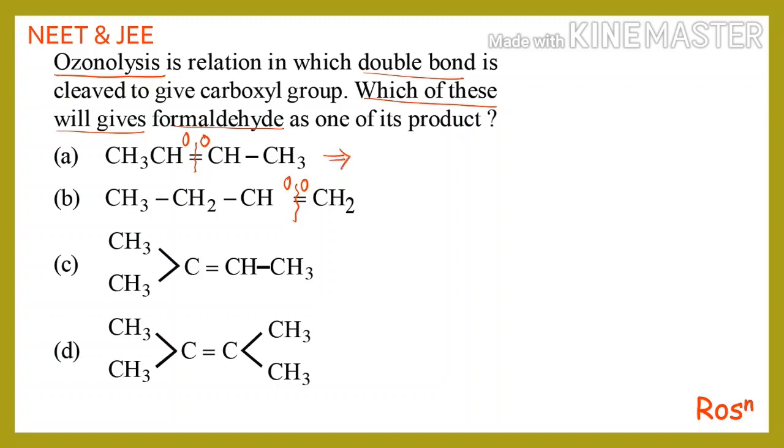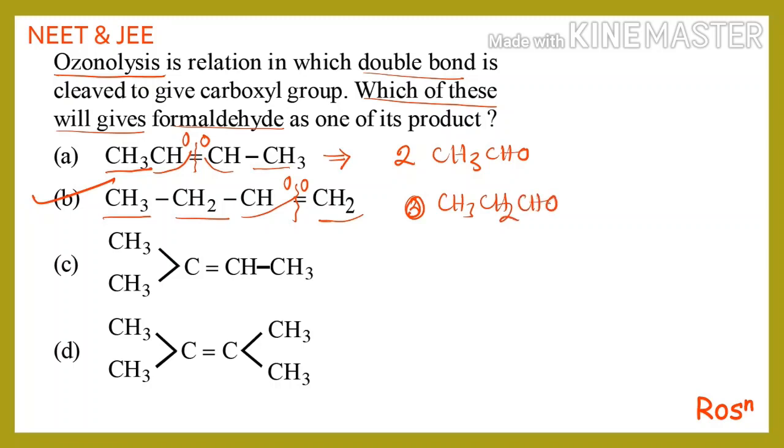So here the product is CH3CHO and CH3CHO. That means 2 moles of CH3CHO, acetaldehyde. Now what is the product here? Here the products are CH3CH2CHO and HCHO, formaldehyde. Okay. What is the product in option C?